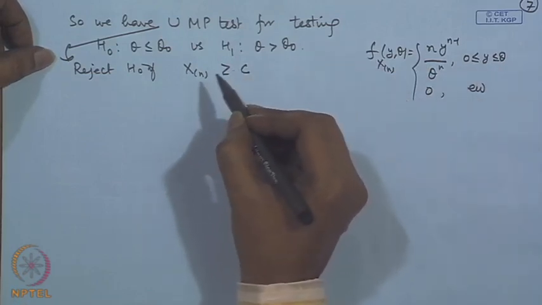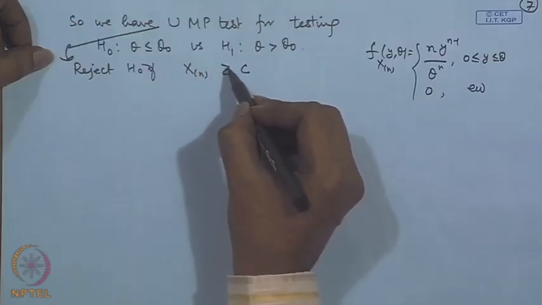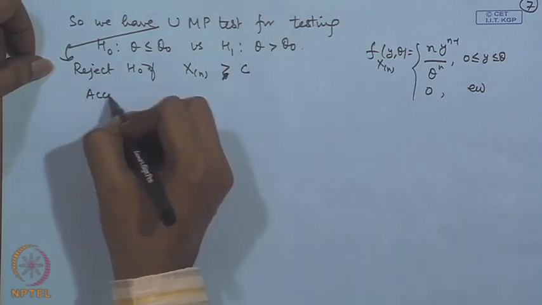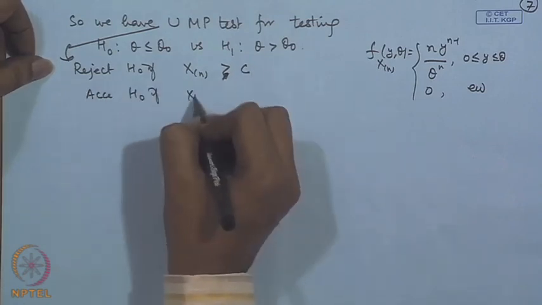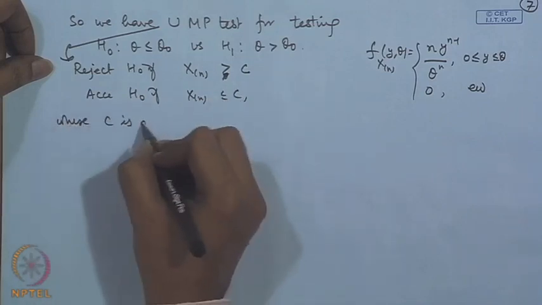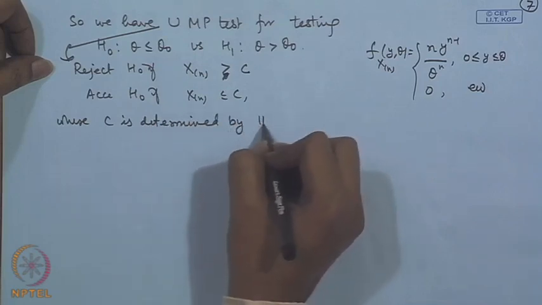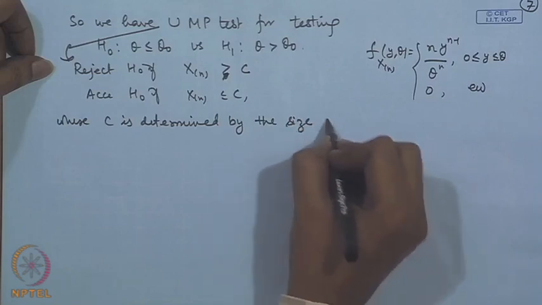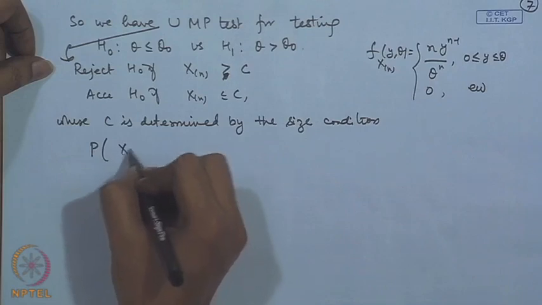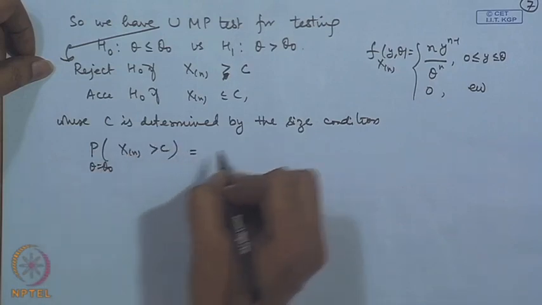So, therefore, we do not have to consider the randomization, we can consider rejection for greater than or equal to or greater than and acceptance if x n is less than or equal to c, where c is determined by the size condition, that is probability of x n greater than c when theta is equal to theta naught is equal to alpha.